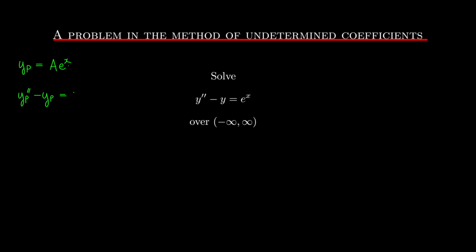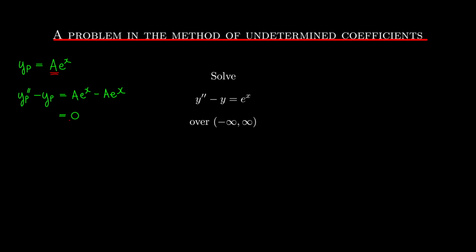Here, every derivative of this function is just equal to itself. So when I substitute this back in, I'm just going to get a e to the x minus a e to the x, and this is equal to 0. And that's a bit of a problem here, because this is not telling us anything about what the value of a should be, because a can be any value, and we're always going to get 0. Okay, so here you see where the method of undetermined coefficients really breaks down.